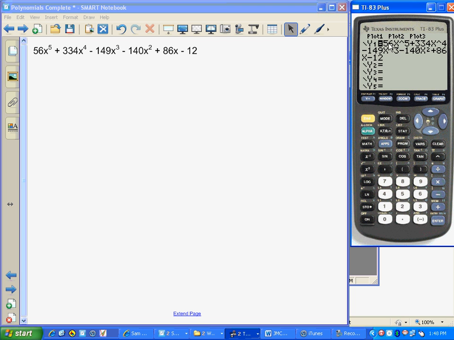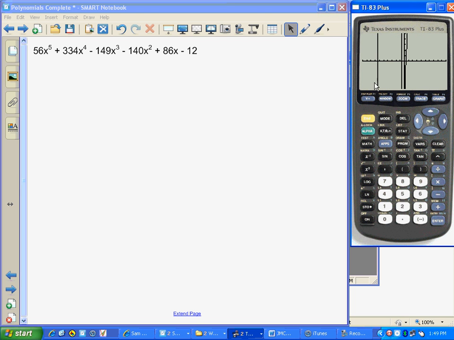Let me just check, make sure I got it all in there right. Okay, let's check out my graph. Ooh, there's lots of stuff going on here. 1, 2, 3. Looks like 3 roots in there. Let's get rid of this stuff. So cut down my x's here. Let's space them out a little bit. I think if I just go up to 5, that should be good. Okay, let's cut down my y's.